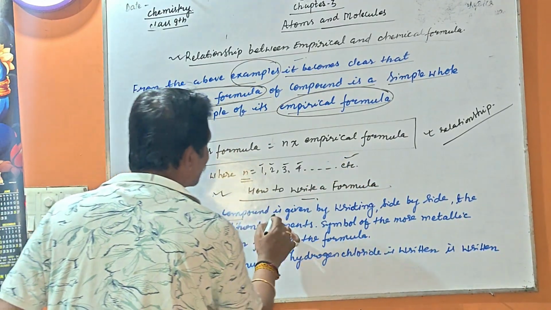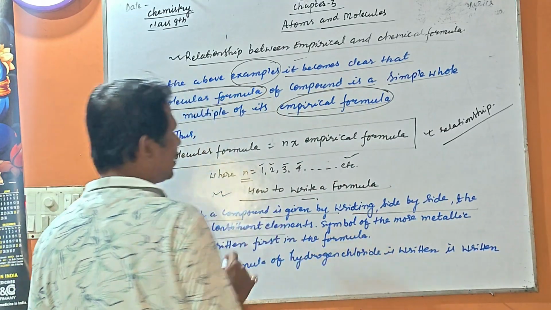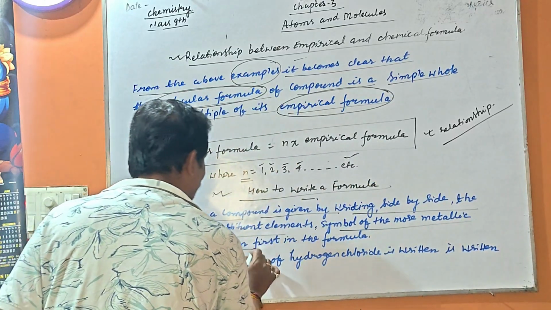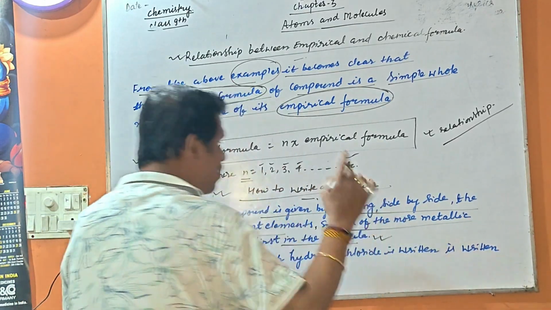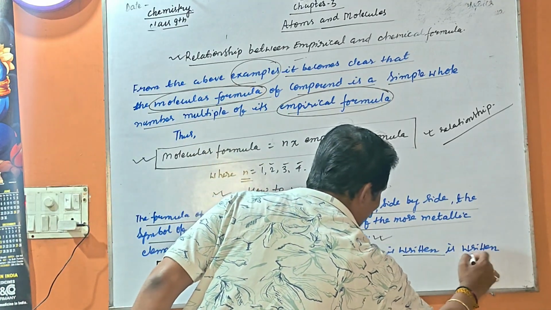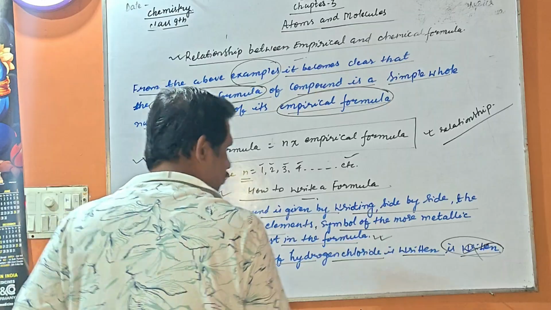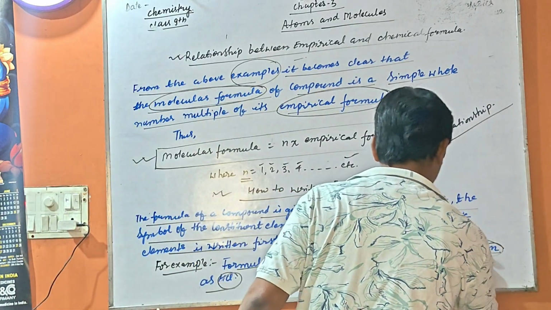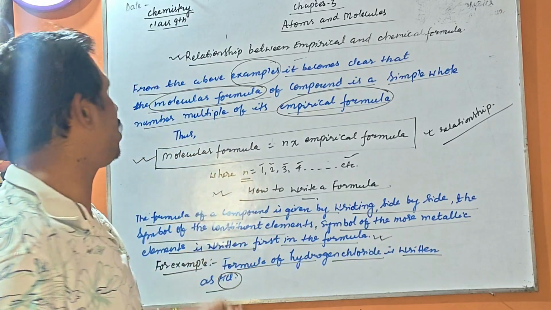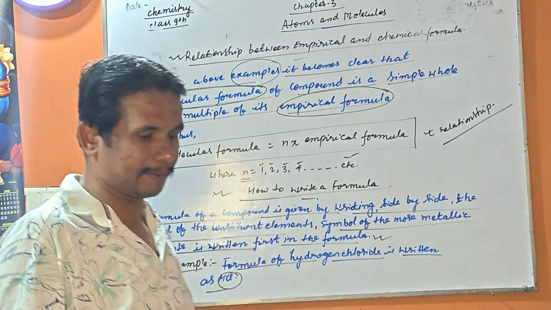The formula of a compound is given by writing side by side the symbol of the constituent elements. The symbol of the more metallic element is written first in the formula. Example, the formula of hydrogen chloride is written as HCl. So this is the way of writing the formula, relationship between empirical formula and chemical formula, how to write a formula.